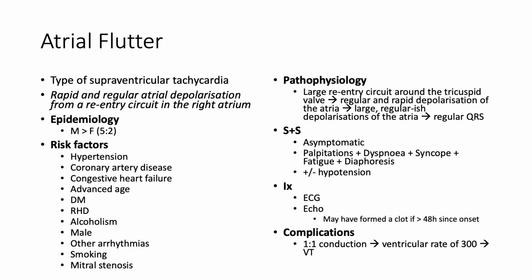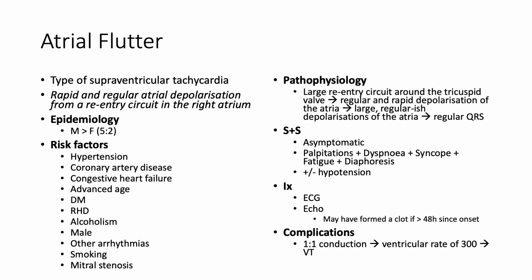Atrial flutter. In terms of the risk factors and most of the symptoms and the investigations, it's very similar to atrial fibrillation, which we'll go through. It's a type of supraventricular tachycardia. It's rapid and regular, and it's because of a re-entry circuit in the right atrium, which is different to atrial fibrillation, which is in the left atrium. It happens in males more than females, and there are an abundance of causes. Essentially anything that messes with your right atrium, or your heart for that matter, can cause atrial flutter.